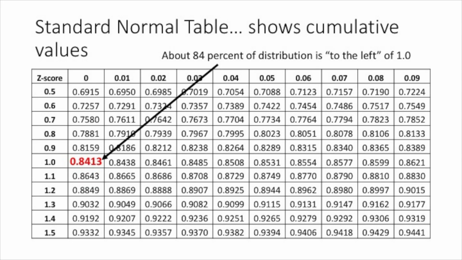What about a z-score of 1? If you go to our standard normal table, and look at the first column, you see 0.5, 0.6, etc. You go down to 1. Since the value is 1.0, you go to the next column over, and you see it in red that it's 0.8413. So this tells us that about 84% of the distribution is to the left of 1, or has a z-score of less than 1.